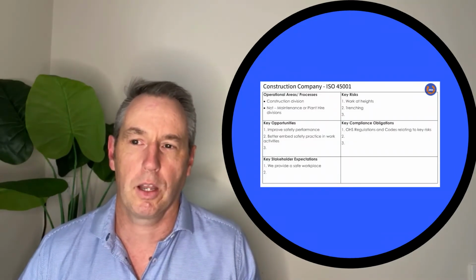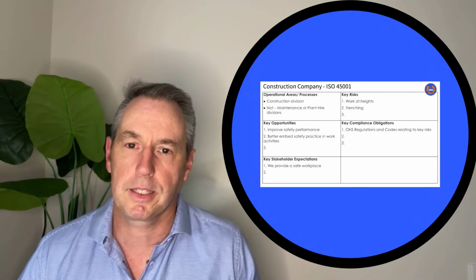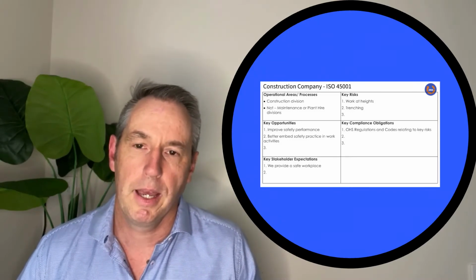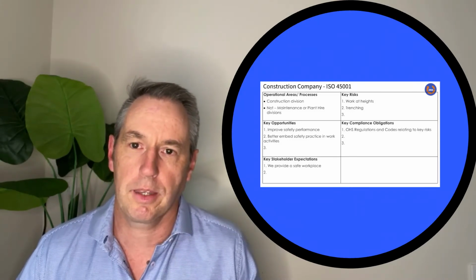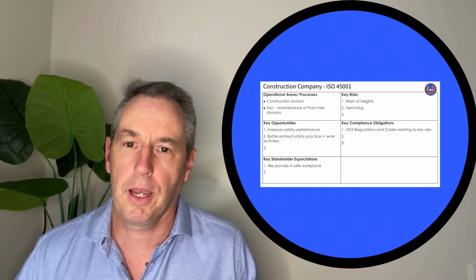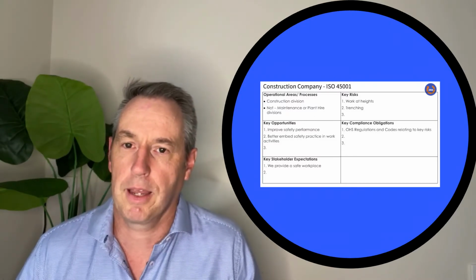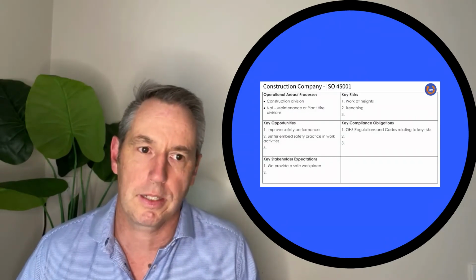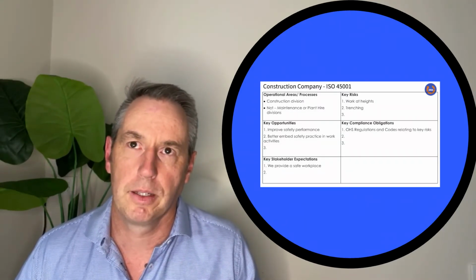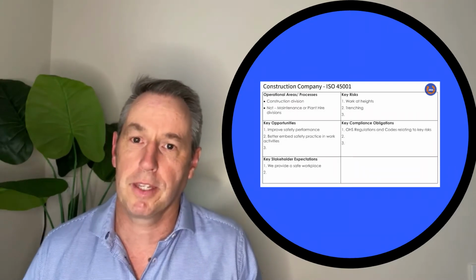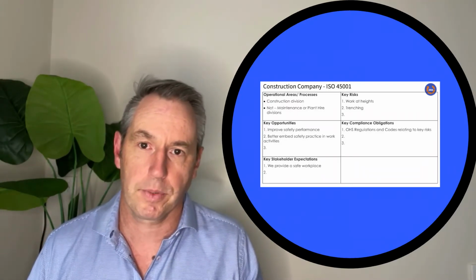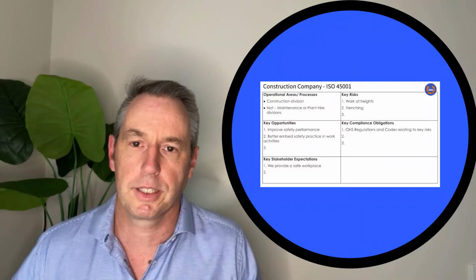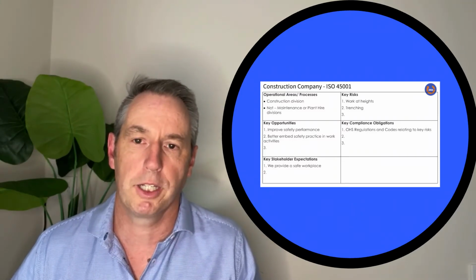embedding safety practices a little bit better into our standard work activities, things like that. Even some of the key stakeholders, an example would be the safety regulator in your state, the WorkSafe regulator in your state. They would expect you to provide a safe workplace and meet safety regulations. Hence, we can't design a system to achieve a level of safety performance below that. Or environmental performance. You can take the same thinking if it's an environmental management system.